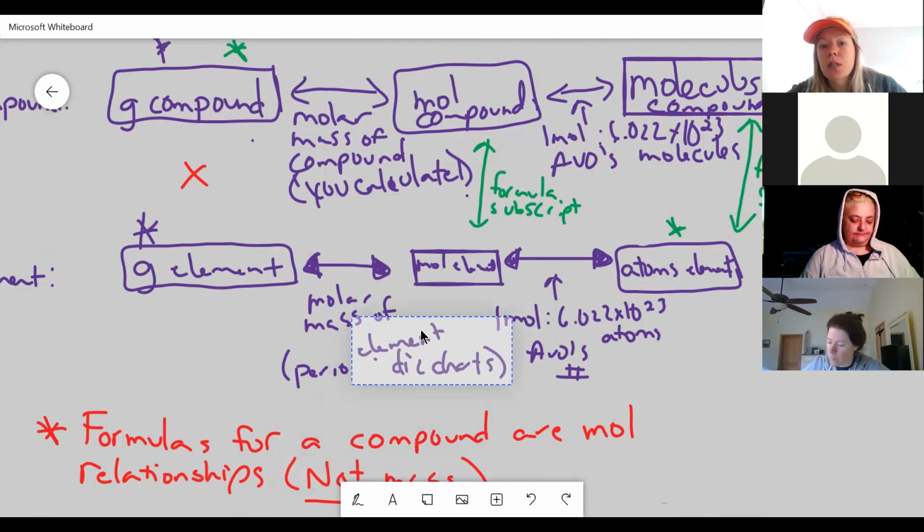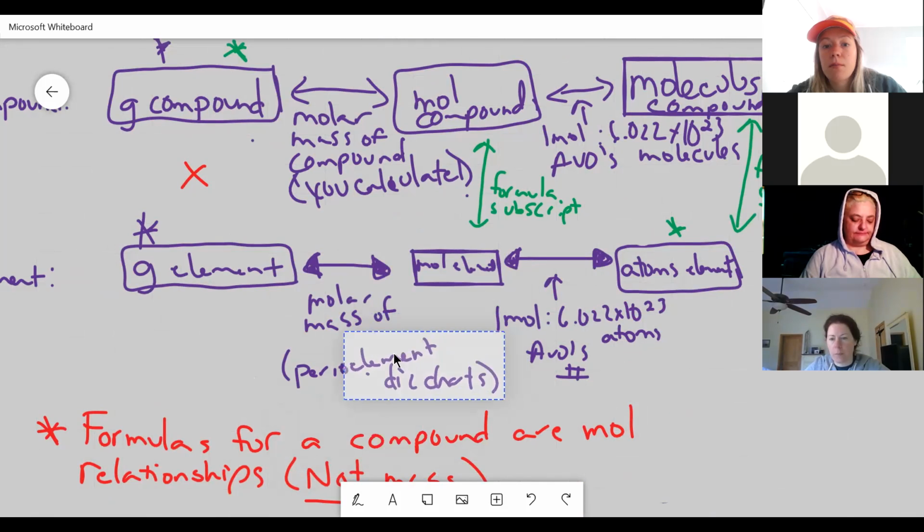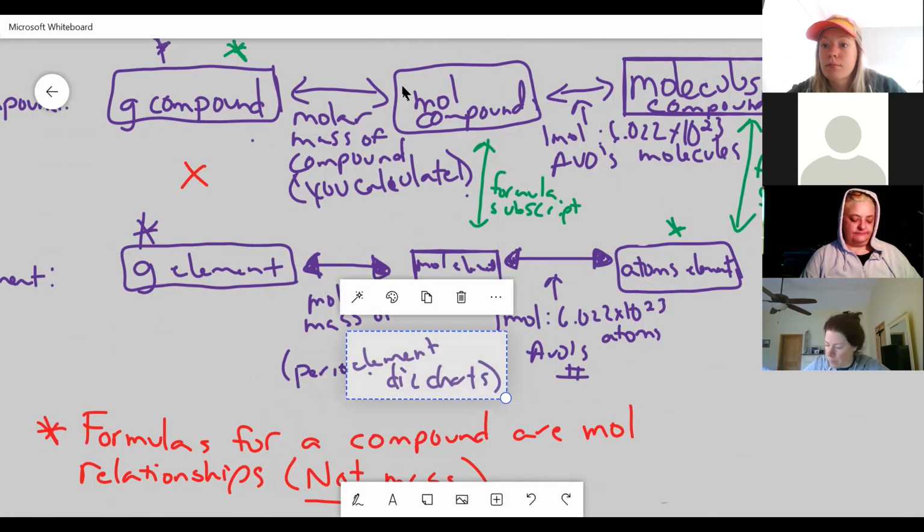The next thing that we're going to do is looking at mass percents. You will not use this. Okay, so if you start to see problems with mass percent, empirical formula, things like that, we won't want to reference this.